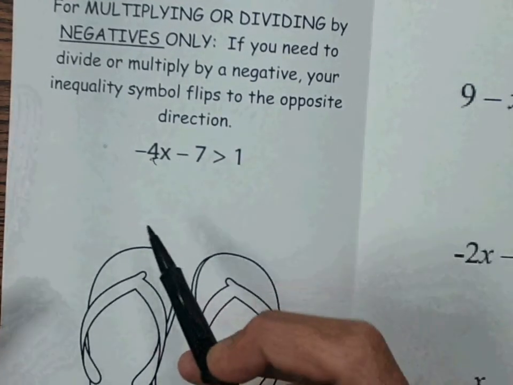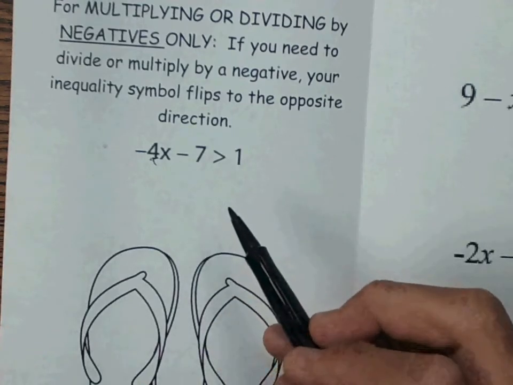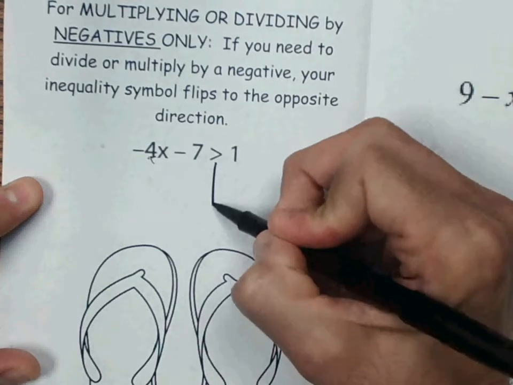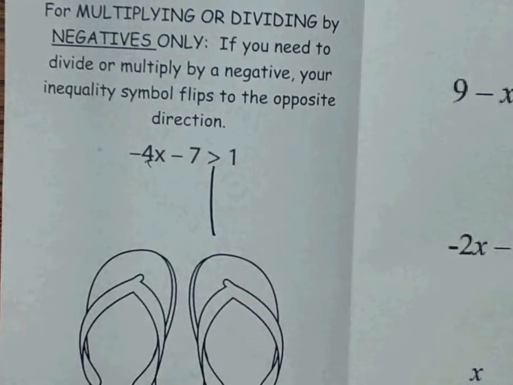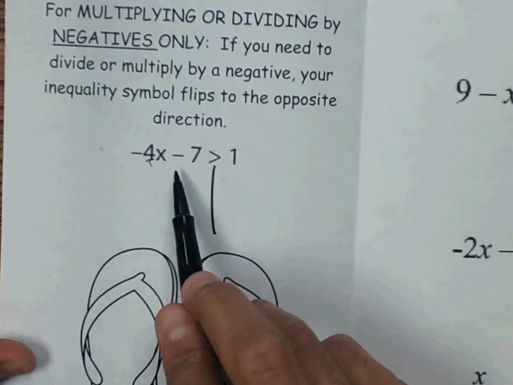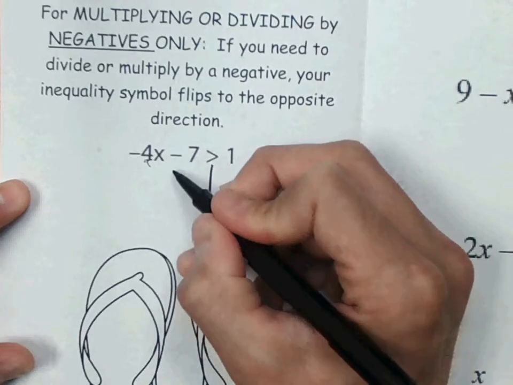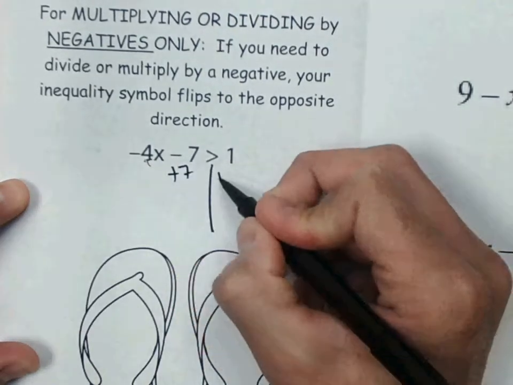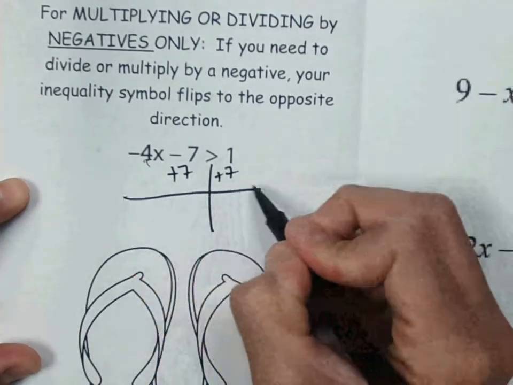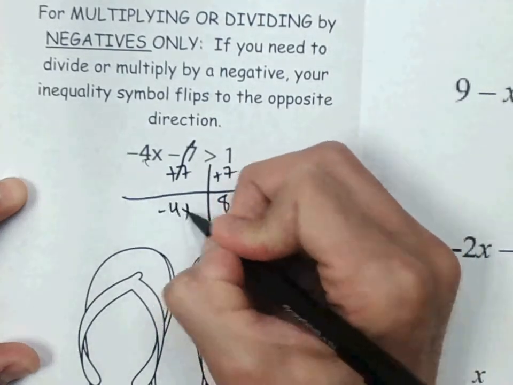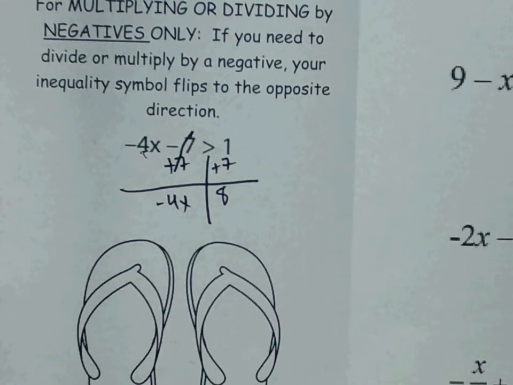So here you got negative 4x minus 7 is greater than 1. So again, you want to treat this just like you would if you're solving an equation. So let's just pretend we're solving for x. So our first step would be to zero out this minus 7. So you zero out subtracting by doing the inverse, which is adding. So let's add 7 to each side. Okay, that'll get me 8 on this side. This will go away. So here you got negative 4x and 8 on the other side.